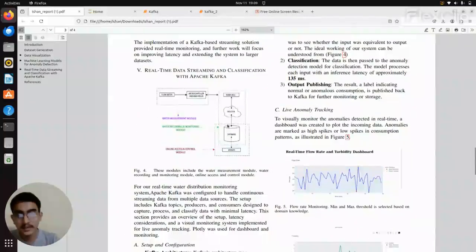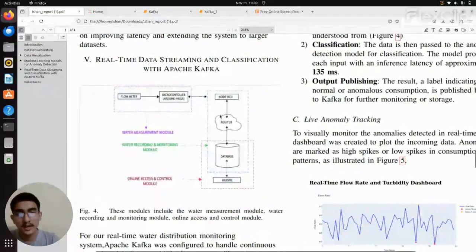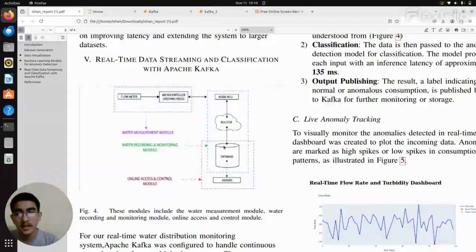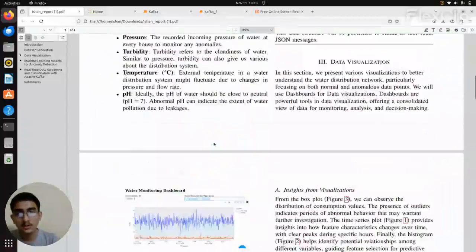What we do is we take readings at different houses through different sensors, and then we send those readings using Apache Kafka to a centralized node, over which we perform certain aggregation tasks to see whether the total output is equal to the total input at various houses. If it's not, we declare it as an anomaly. So that's our basic project. Let's go through it one by one.